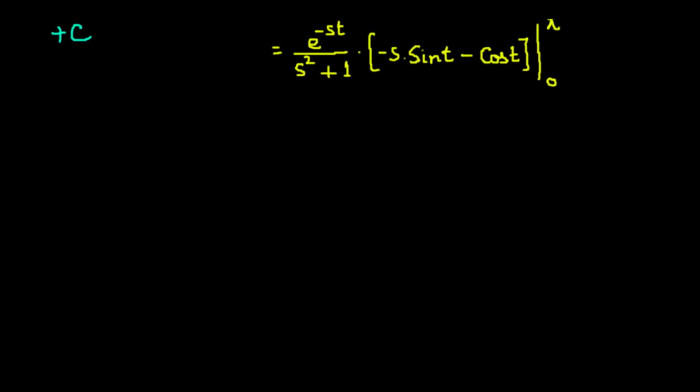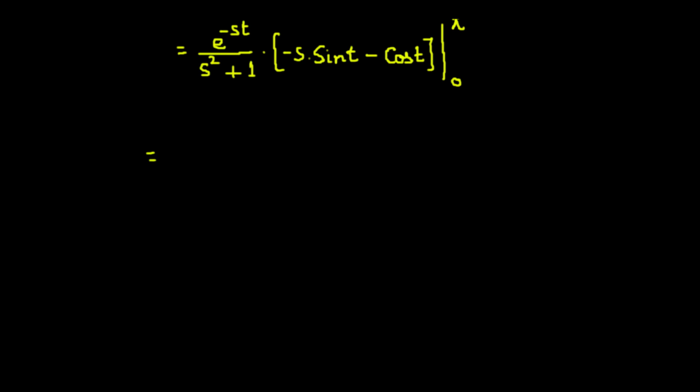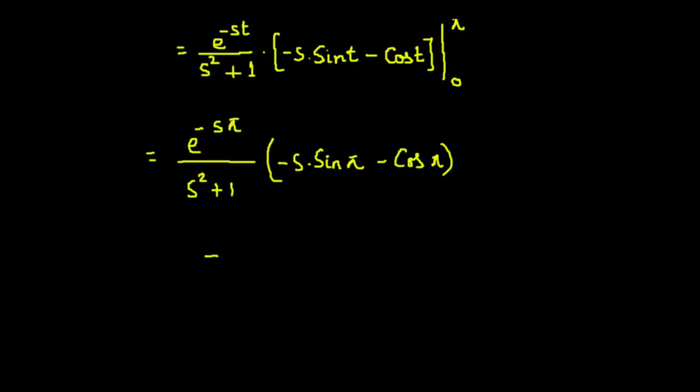So let's substitute the value of the limits. This is going to give us e raised to the power of negative s pi, since t gets replaced by pi, divided by s squared plus 1 multiplied by negative s times sine pi minus cosine of pi, minus the lower limit, so we have e raised to the power of 0 divided by s squared plus 1 multiplied by negative s times sine 0 minus cosine of 0.